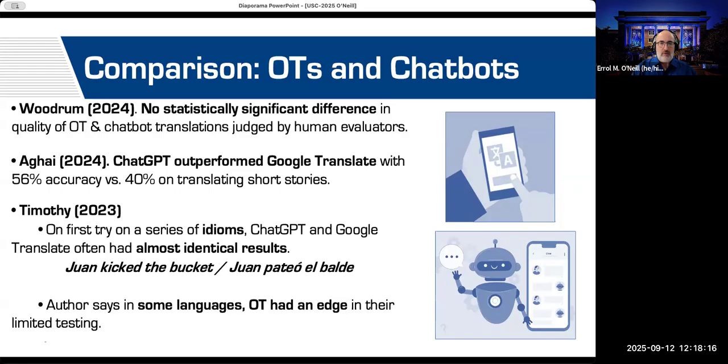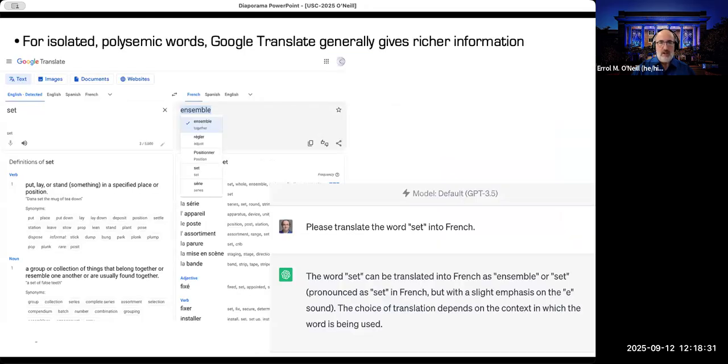The author said that in some languages, online translators had an edge in their limited testing, but in other cases, they were equivalent. And as I mentioned, it's possible to ask ChatGPT follow-up questions if you're not sure about a given translation. So with Google Translate, and I know some of this may be small, you don't need to read all of it.